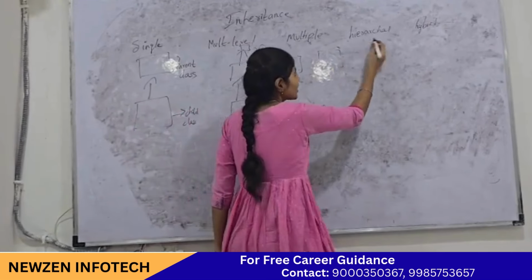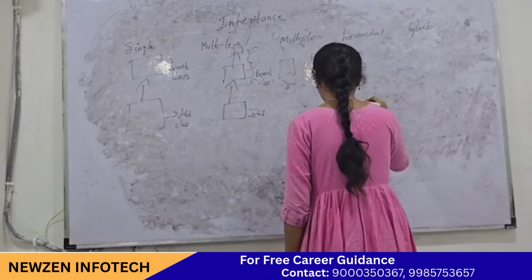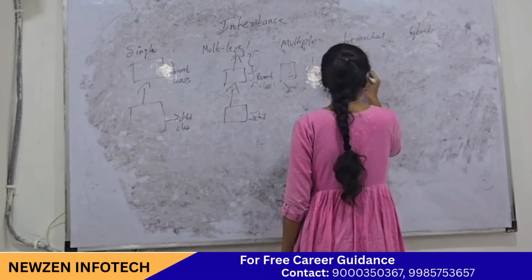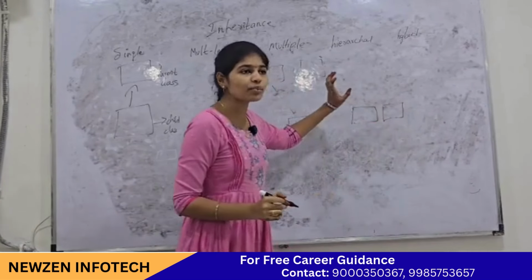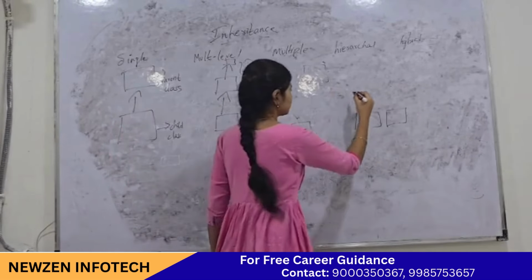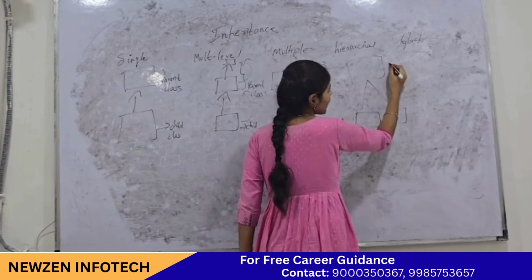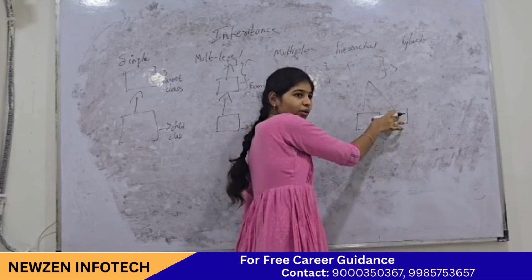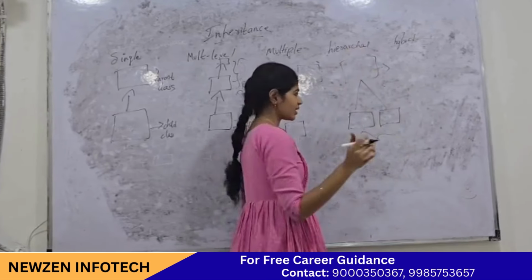And coming to hierarchical inheritance. Hierarchical inheritance is one or two or more child class acquiring properties from one parent class is known as hierarchical inheritance. See, this is parent class and these two are child class. These two child class acquiring properties from this parent class is known as hierarchical inheritance.